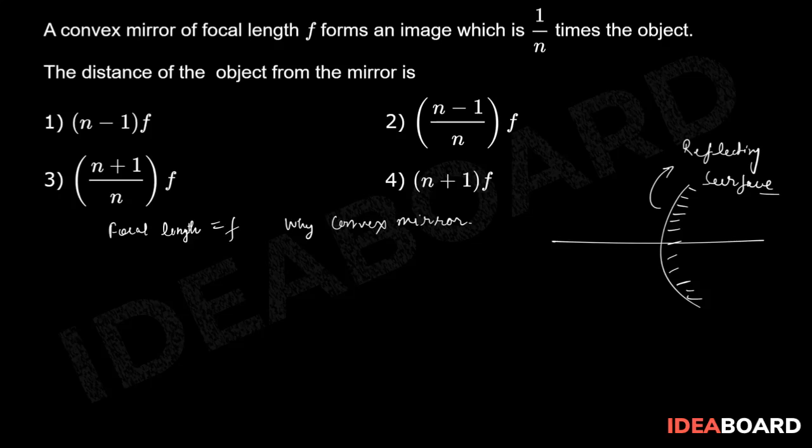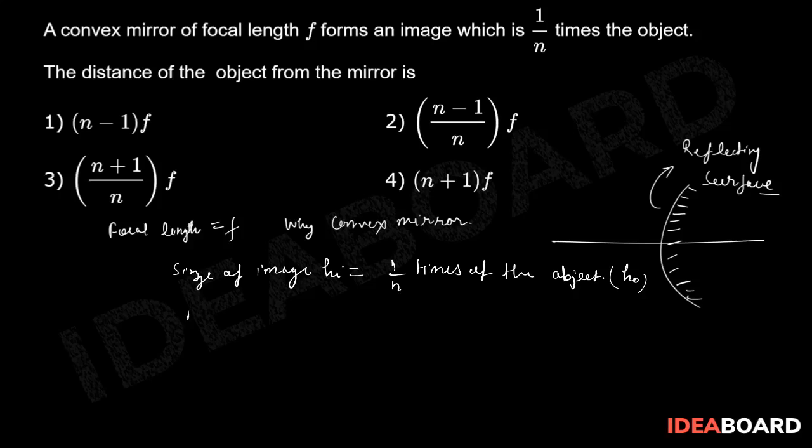Now they are saying that image is 1 upon n times of the object. Size of image, let's say hi, is equal to 1 upon n times of the object, that means ho. We know that magnification is hi upon ho, which will be hi is 1 upon n times of ho upon ho. So this is going to be 1 upon n simply.